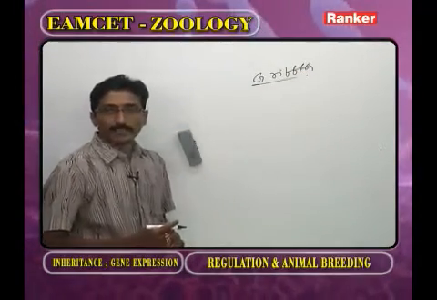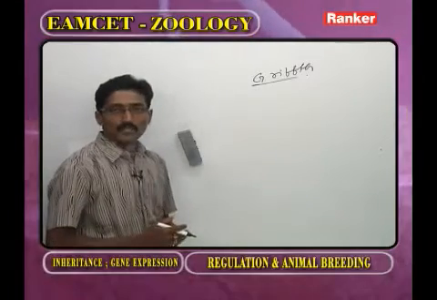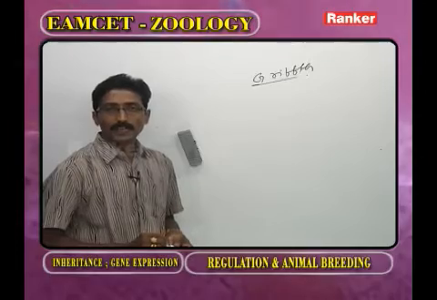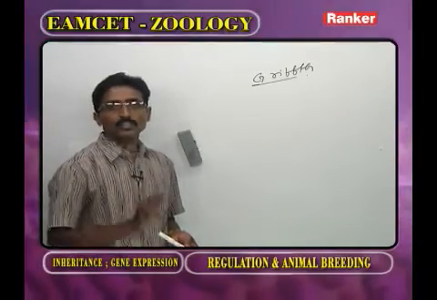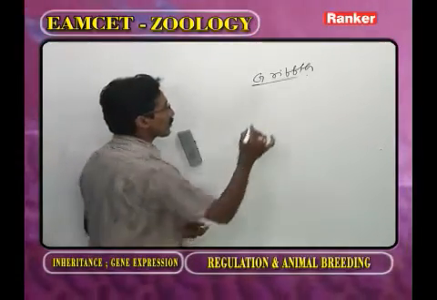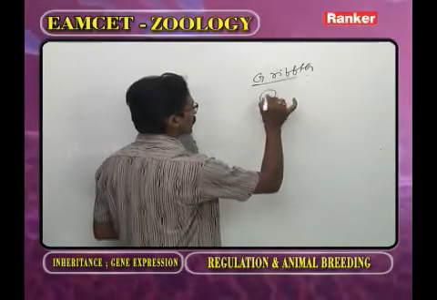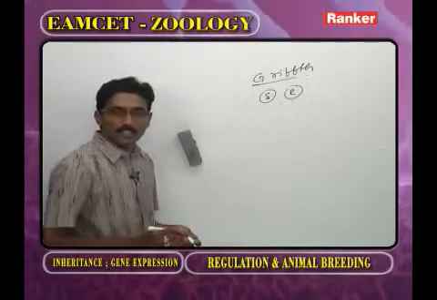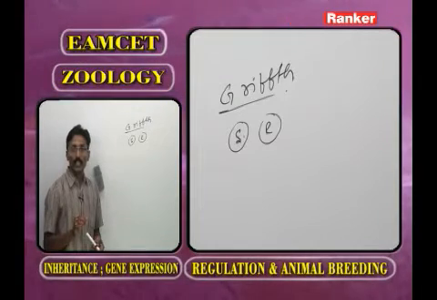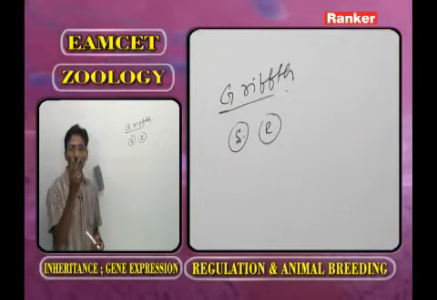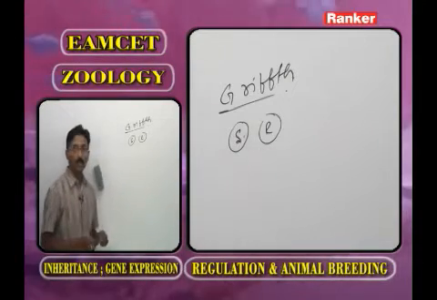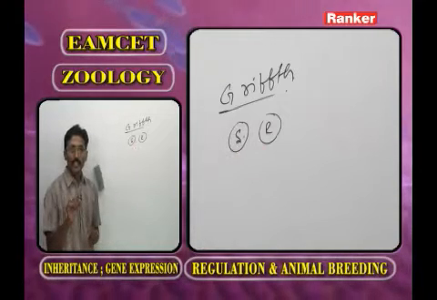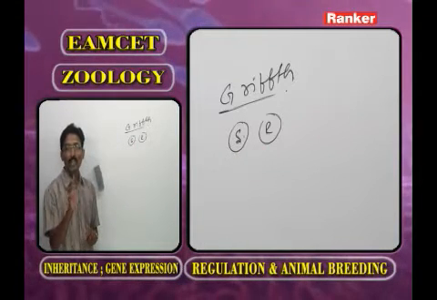He conducted experiments on Diplococcus pneumoniae. Here the name of the bacterium is Diplococcus pneumoniae. In Diplococcus pneumoniae, 2 strains are present: one is the R strain and one is the S strain. Why is it called Diplococcus? Diplo, because they occur in pairs, and the shape is round, so coccus. It causes pneumonia, so it is called pneumoniae.